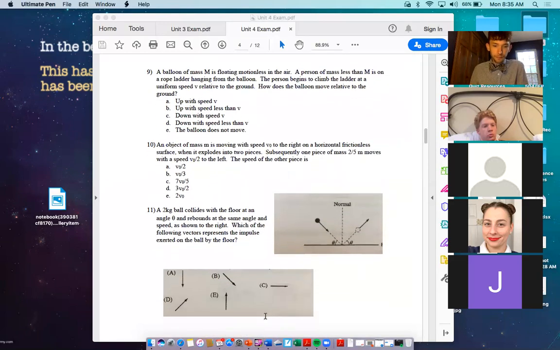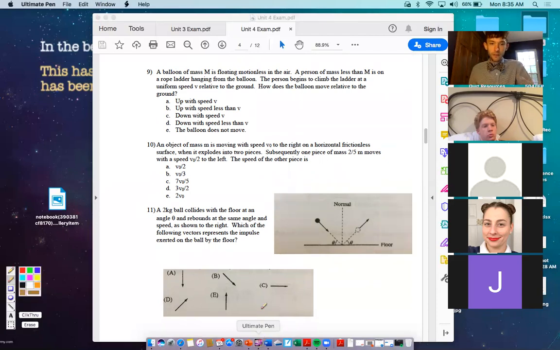Ooh, this one was super fun. All right. So we get our big balloon of mass M. Hanging from it is a ladder. This is a scenario I personally encounter in my everyday life. I don't know about you guys. It's a rope ladder, so we're assuming the rope ladder has insignificant mass. And then we have a person whose mass is lowercase m, mass is less than the mass of the balloon, begins to climb the ladder at a uniform speed of v relative to the ground. How does the balloon move relative to the ground?